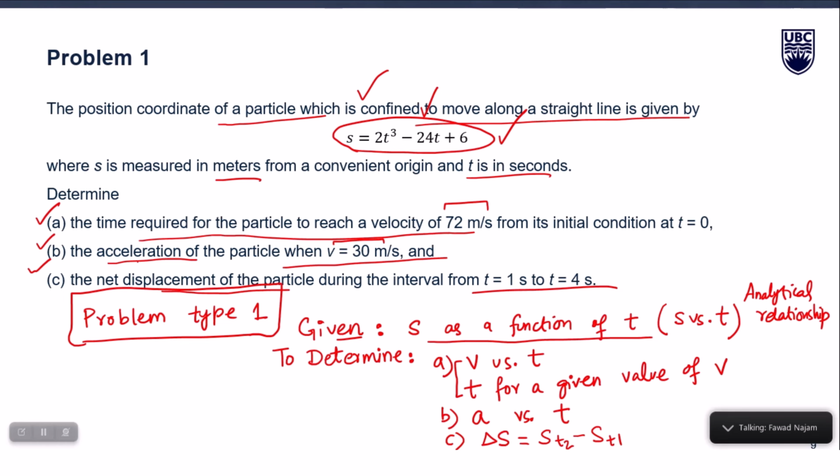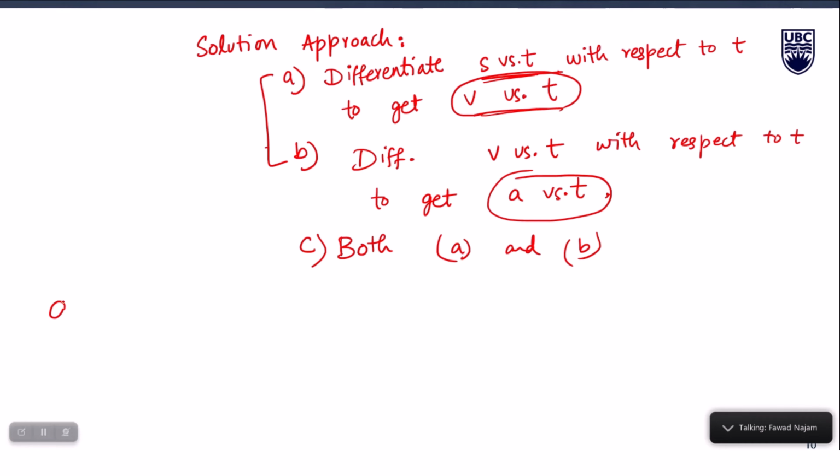So now let's come back to the same problem, where S was given as 2t cube minus 24t plus 6, and you are required to determine a particular time corresponding to when velocity was 72. Actually the V versus T relationship needs to be determined first, and then we put V equal to 72 to get the value of time. So if I start with part A first, let me just separate that part out, and I am now starting the solution of this problem.